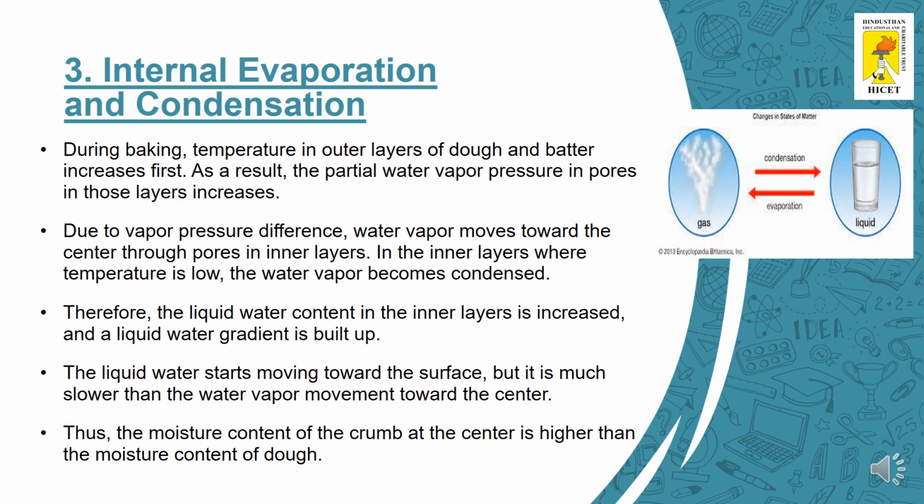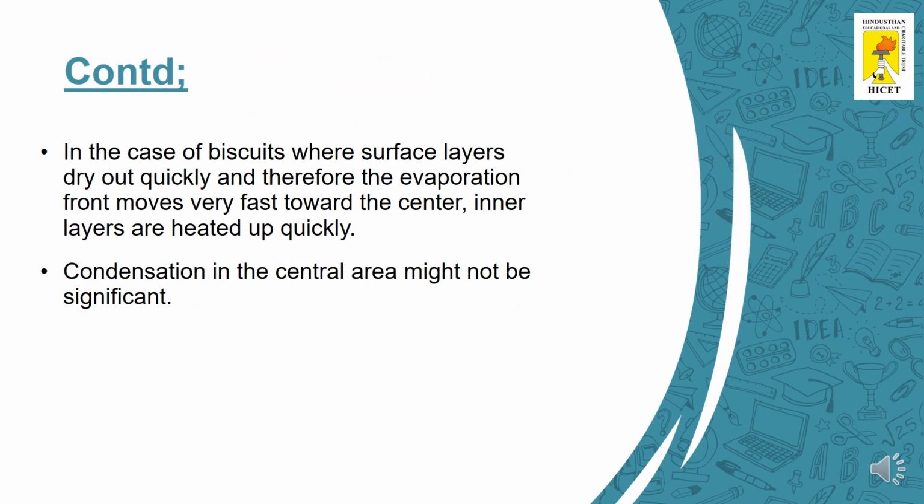The liquid water starts moving towards the surface, but it is much slower than the water vapor movement towards the center. Thus, the moisture content of the crumb at the center is higher than the moisture content of dough. In the case of biscuits, where surface layers dry out quickly and therefore the evaporation front moves very fast toward the center, inner layers are heated up quickly. Condensation in the central area might not be significant.